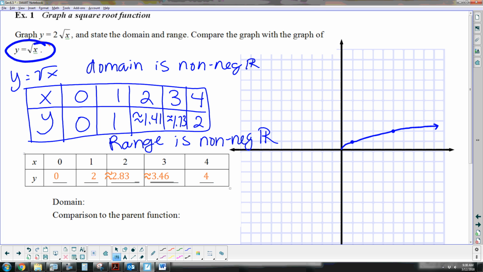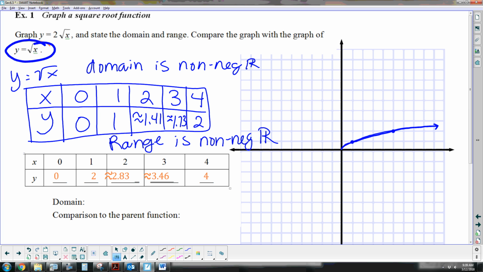Okay, so as our x values increase, our y values are also increasing. Again, we can't have positive or negative 1, because if we had positive or negative 1 as an output for the square root of 1, then this would not be a function. So it has to be all non-negative real numbers.